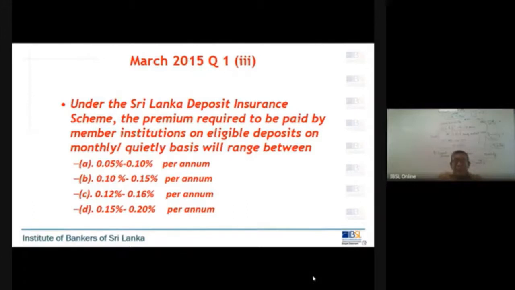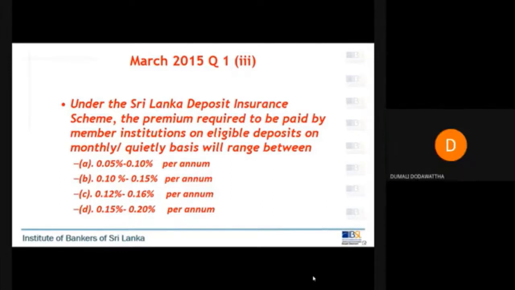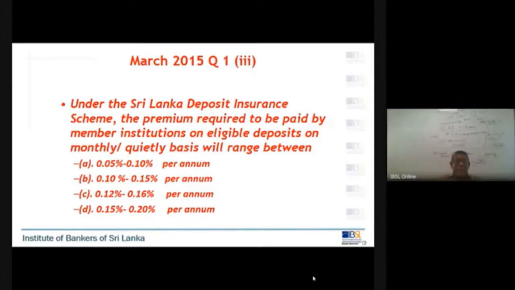This question appeared in March 2015. Under the Sri Lanka Deposit Insurance Scheme, the premium required to be paid by member institutions on eligible deposits on a monthly or quarterly basis will range from what? Carefully think. What is the correct answer? B. Answer B, very good. Why? That's the range. They won't ask how much finance companies need to pay or how much banks need to pay. They ask what the range is. The correct answer is B.